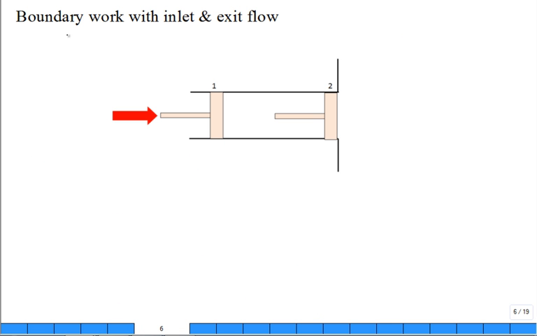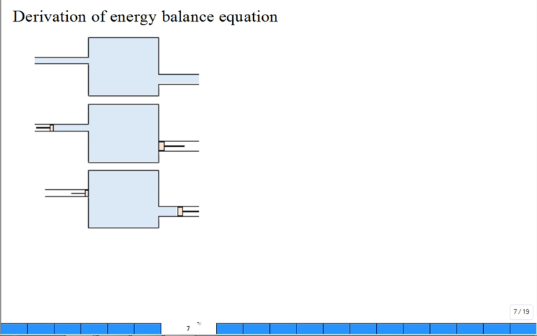So we already talked about the boundary work. Let's do it for the same system. First of all, just tell me the answer. Give me where do I need to go? My final equation. What does it need to look like?